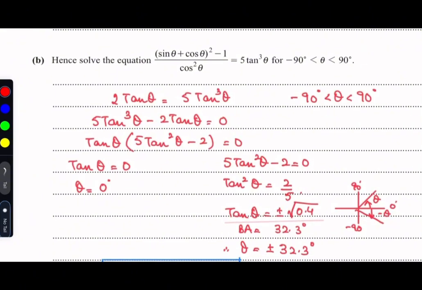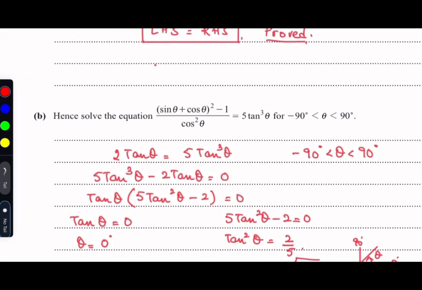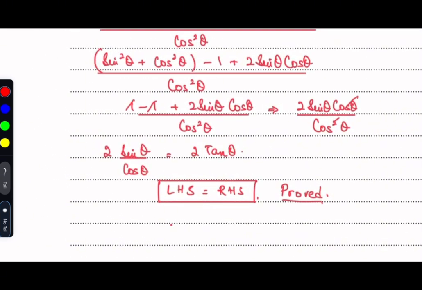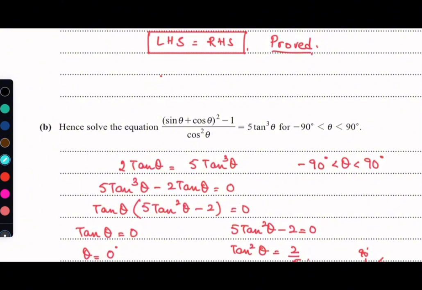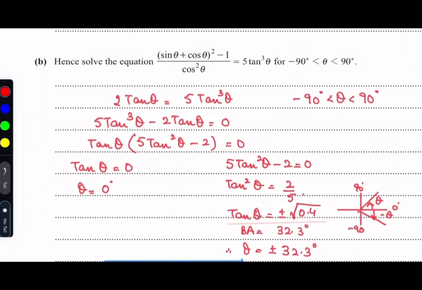Part B. Hence, solve the equation which equals 5 tan cube theta, and they have given us the domain, which is negative 90 less than theta less than 90 degrees. We have already shown that (sine theta plus cos theta) the whole square minus 1 over cos square theta was equal to 2 tan theta. Therefore, I will be writing this identity in terms of 2 tan theta, which equals 5 tan cube theta, or simplifying it further, 5 tan cube theta minus 2 tan theta equals 0. Tan theta taken common, I'm left with 5 tan square theta minus 2 equals 0.